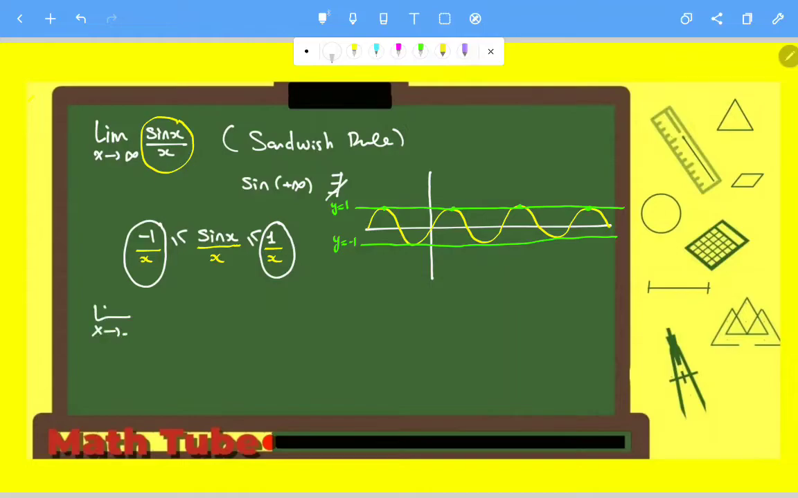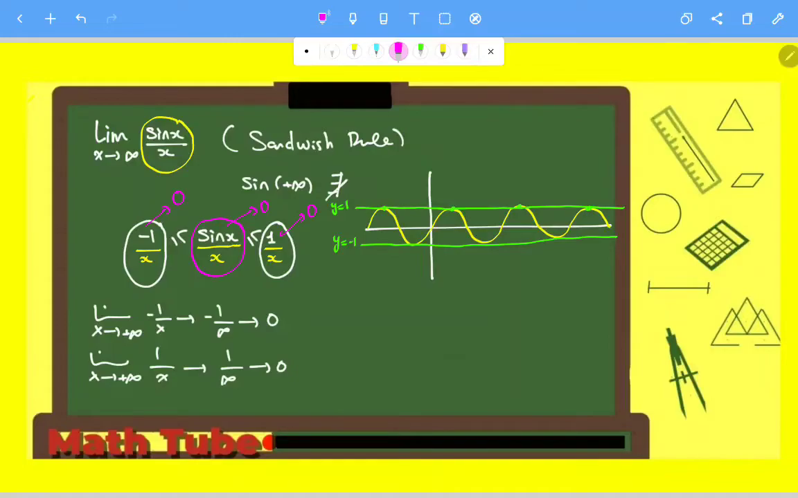Limit as x tends to plus infinity for -1 over x: this will go to -1 over plus infinity, which tends to 0. Similarly, limit as x tends to plus infinity for 1 over x: this will go to 1 over infinity, which goes to 0. So here it's clear that the limit of the left function went to 0. Similarly, the limit of the function on the right went to 0 as well, which means that the middle function, sine x over x, is left with one option only, which is 0.